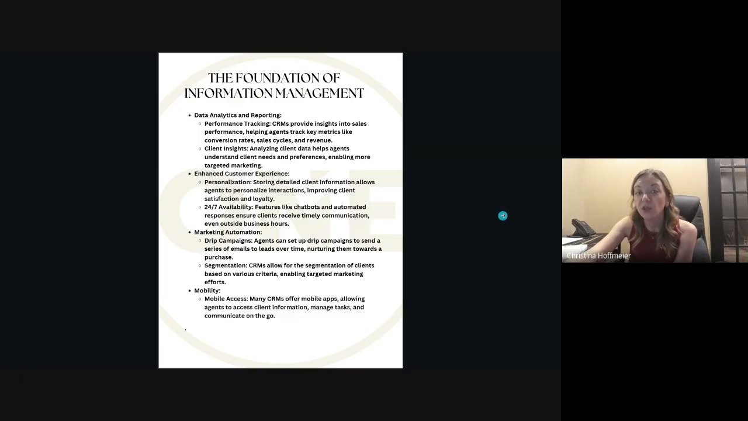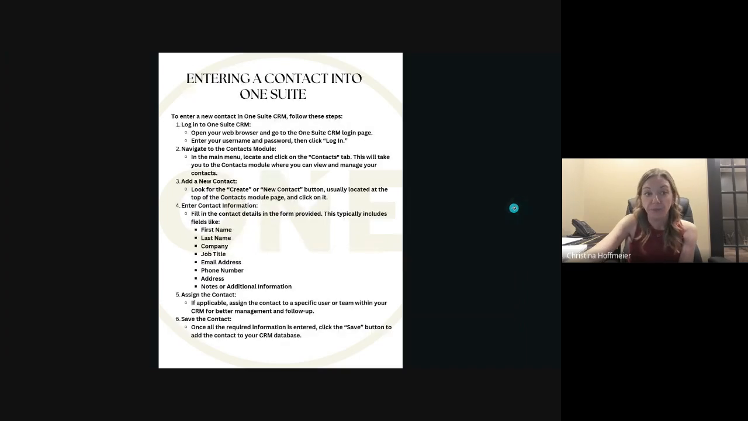Your CRM can also help you through marketing automation, and that can be done right on OneSuite. So if you want to track some of your marketing, whether it's through Facebook or Instagram or on your website, you can do that right through your CRM. And of course, there is mobile access through our One app.